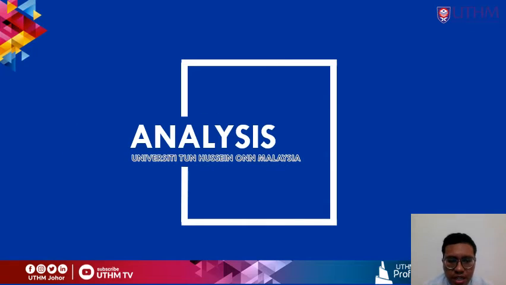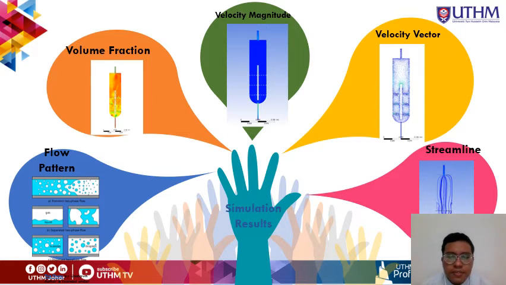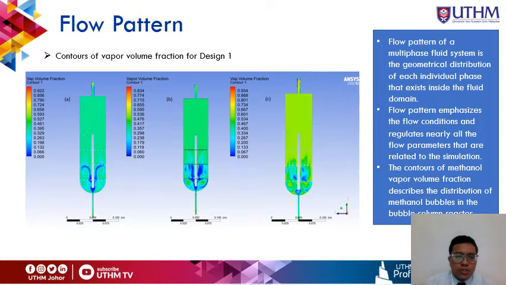Next, as for the analysis, there are 5 different results that we can obtain from the simulation. This includes the flow pattern, the volume fraction, and the velocity magnitude. Also, there are velocity vectors and also the streamline. First, I will talk about the flow pattern.